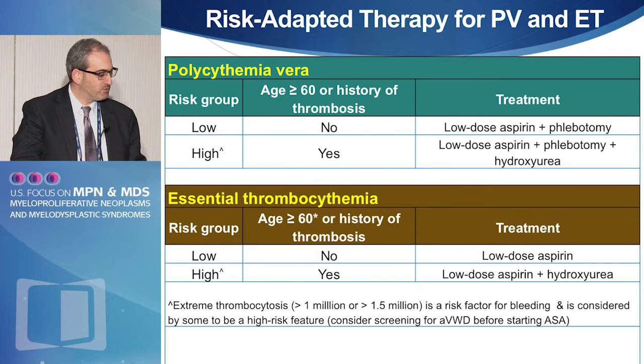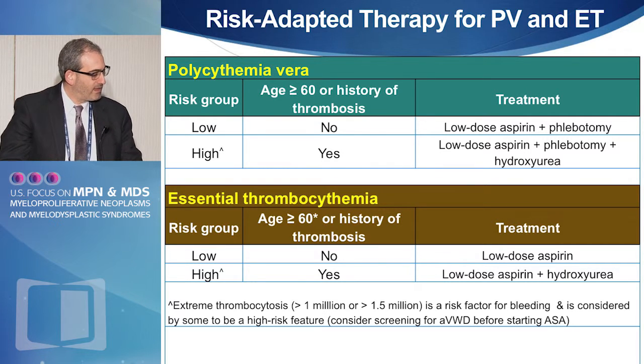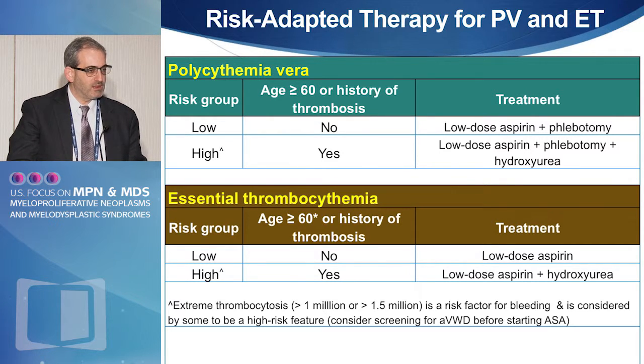And we alluded to the issue of patients with high platelet counts. They are at risk for bleeding, and for those patients, it's worthwhile getting a VWD panel to see if they have an acquired von Willebrand defect, in which case one needs to be very judicious about the use of aspirin and consider holding it if they are having bruising or bleeding.